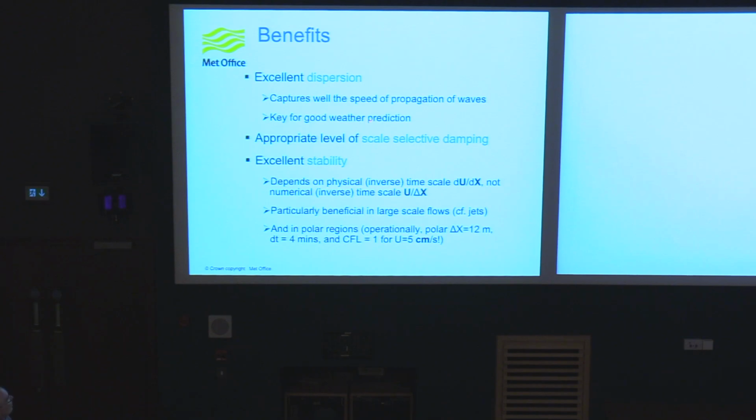We also want an appropriate level of scale selective damping, and the amount of damping in the scheme is determined by how we do that interpolation. And I'll come to it later. We use cubic Lagrange interpolation, and that is a damping scheme, but it's very scale selective, so it damps the high frequency, the short wavelength modes, preferentially to the long wavelength. So as long as we're resolving something well, then we get a good level of damping.